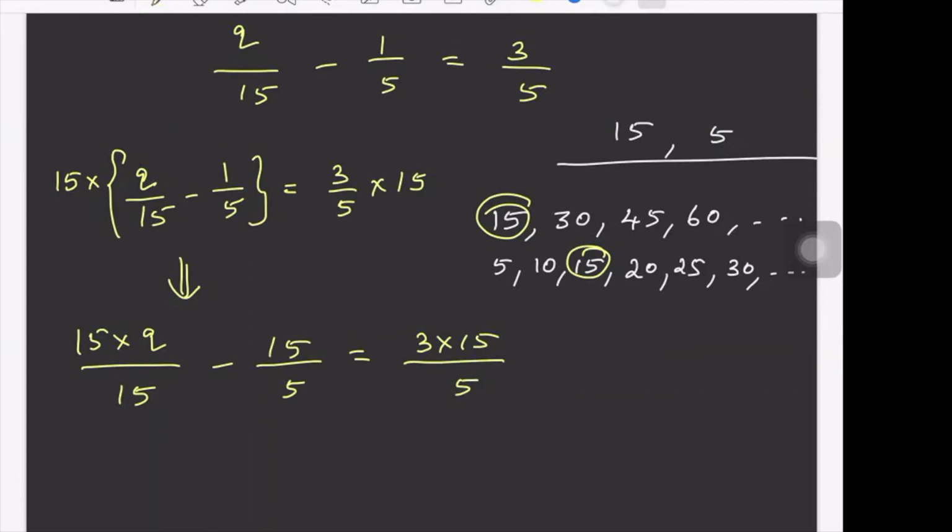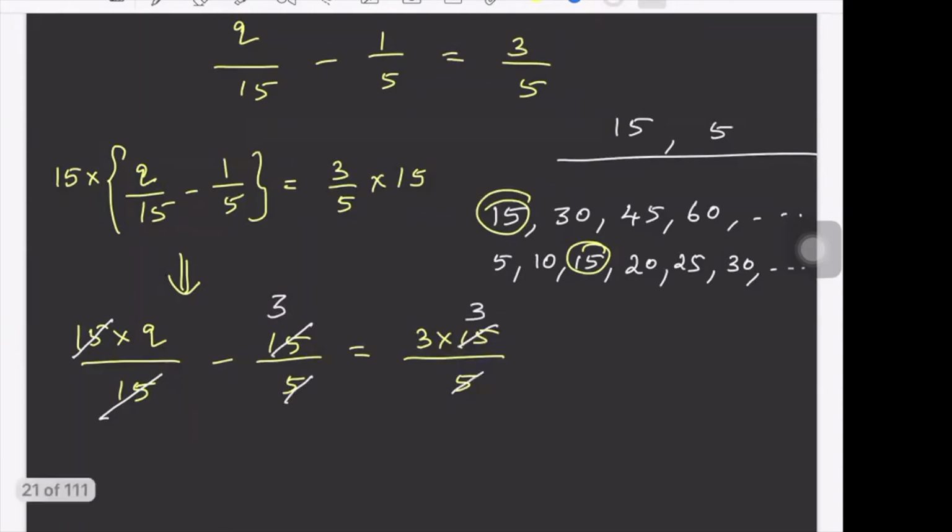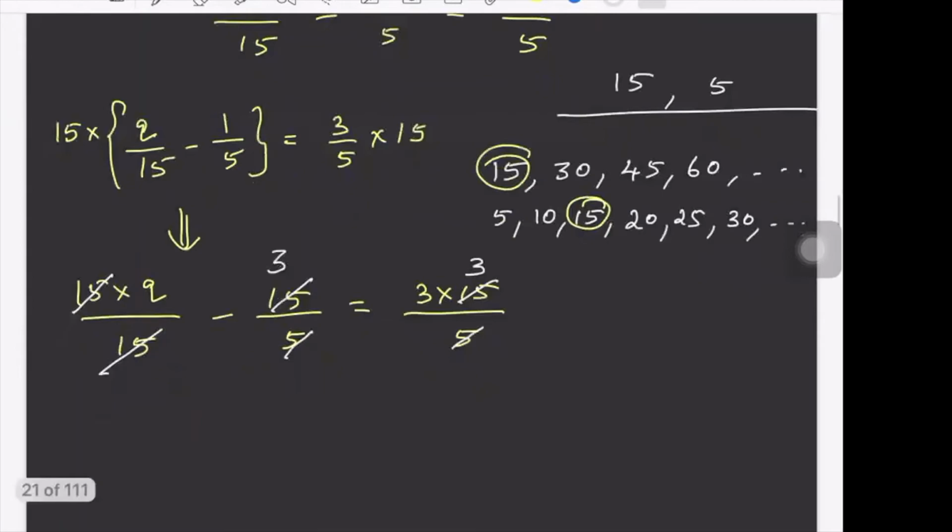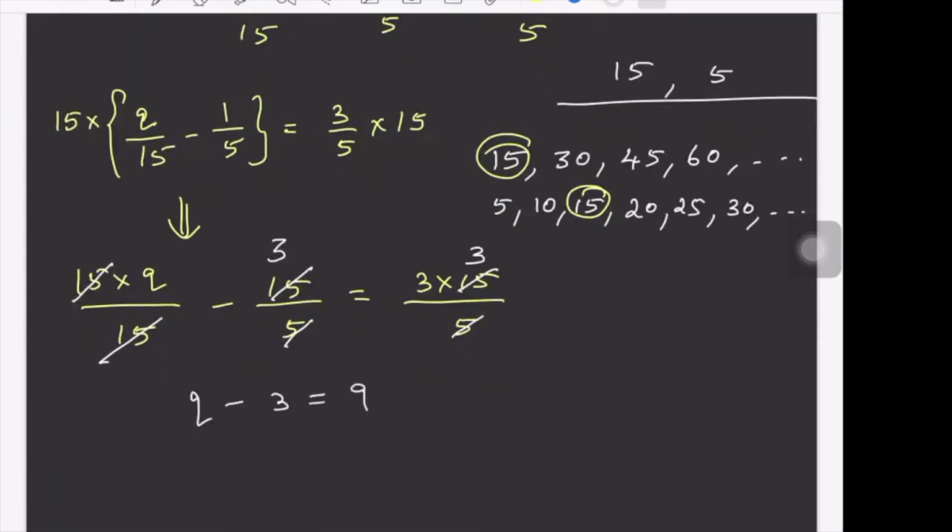Yes. So 15 and 15 get cancelled off. 15 by 5 gives you 3. 15 by 5 gives you 3. So you have q minus 3 is equal to 9. So you have q is equal to 12. I hope it's fine now.